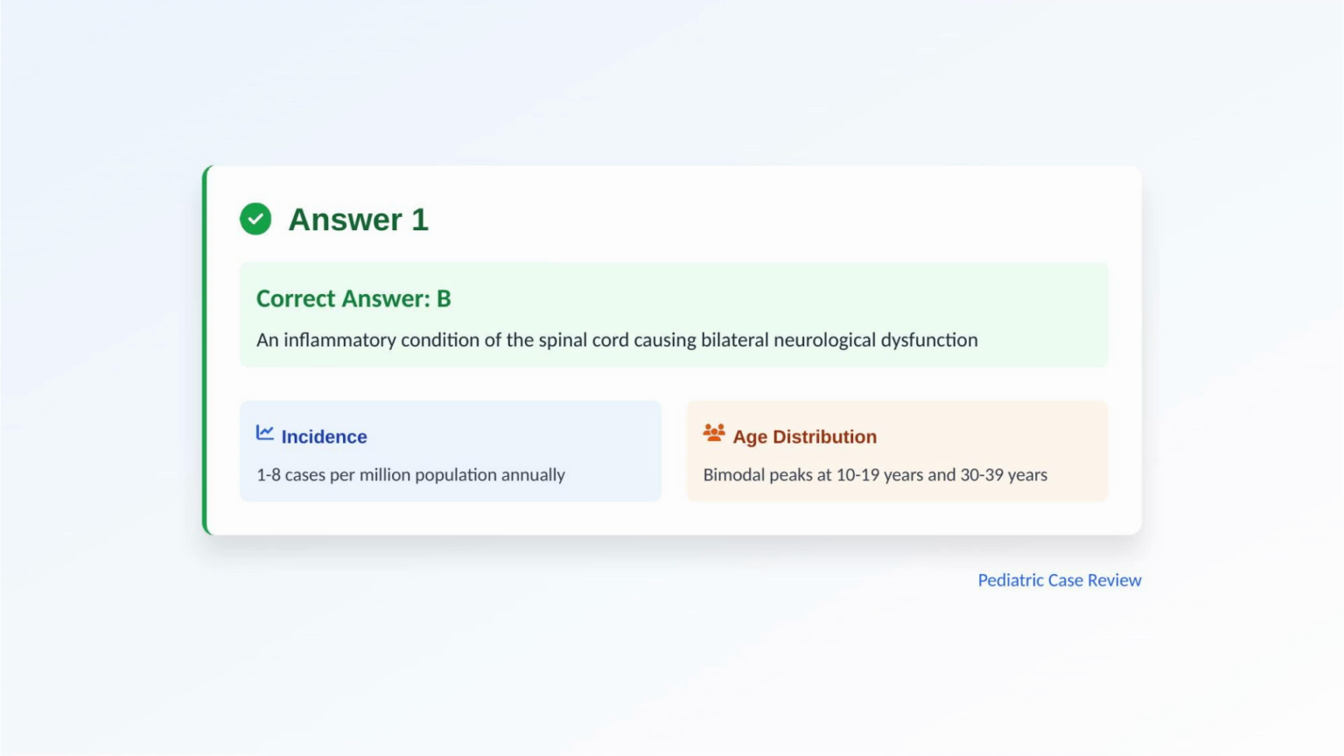Transverse myelitis is an inflammatory condition affecting the spinal cord, resulting in bilateral neurological dysfunction. It's relatively rare, with only 1 to 8 cases per million population annually. In pediatric populations, we see a peak incidence between ages 10 to 19 years, making it an important condition for pediatricians to recognize despite its rarity.